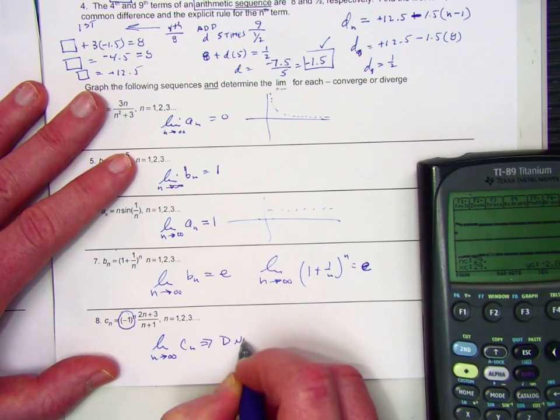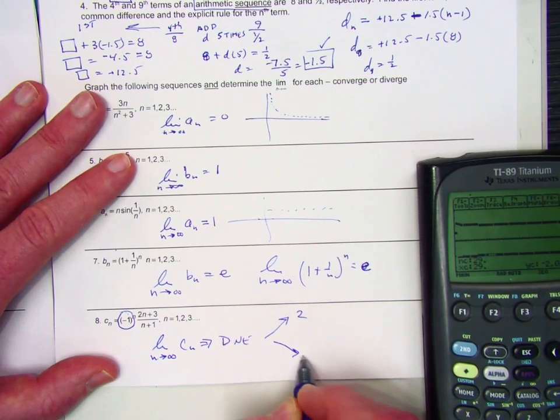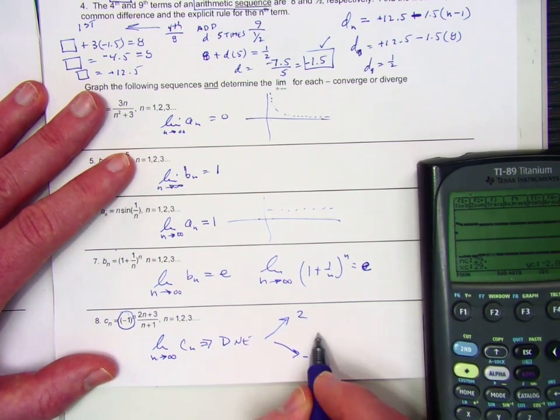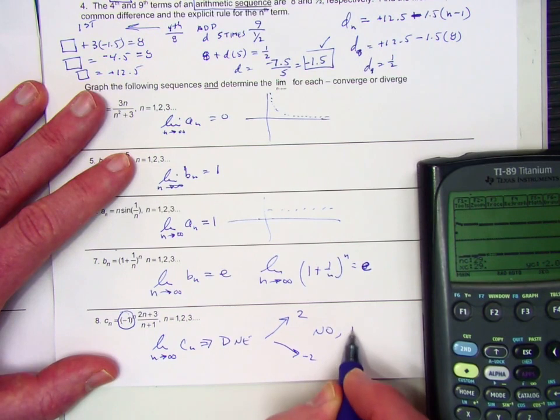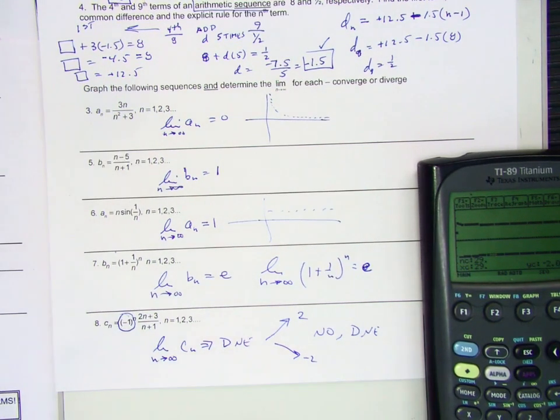Why is that? Because it goes to two values. It goes either to 2 or to negative 2. Is that a single value? No. Therefore, it does not what? Exist. Okay? All right, so that's the end of page 1.